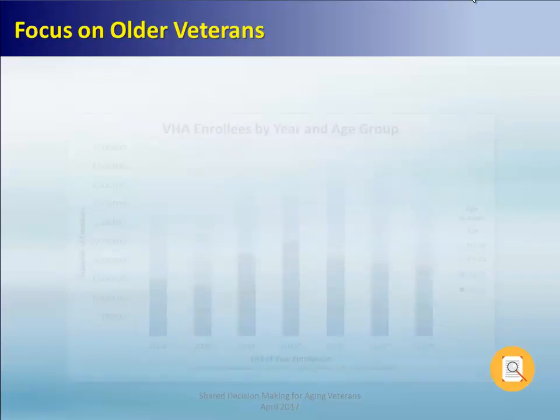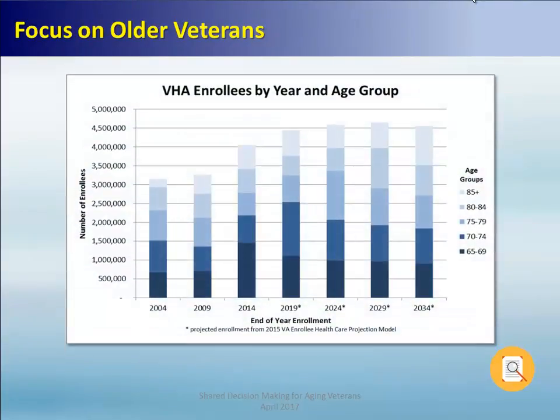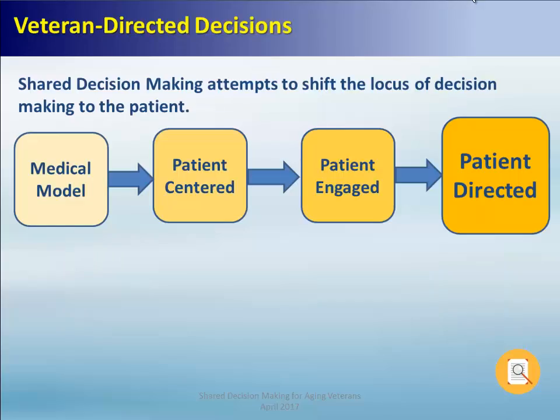We focus on older veterans because almost half of the veterans served by VHA are over 65. Indeed, about 70% of all people over 65 will need long-term services and support someday. Those over 80 are the fastest growing cohort, and these veterans are the most likely to have multiple chronic conditions and to need long-term services and supports.